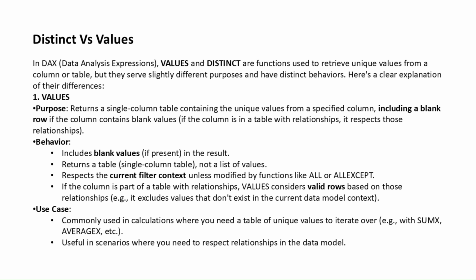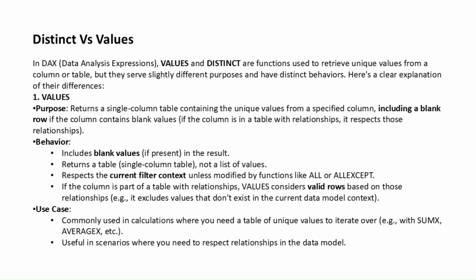1. Values. Purpose: returns a single column table containing the unique values from a specified column, including a blank row if the column contains blank values. If the column is in a table with relationships, it respects those relationships. Behavior: includes blank values if present in the result. Returns a table, a single column table, not a list of values. Respects the current filter context unless modified by functions like ALL or EXCEPT.